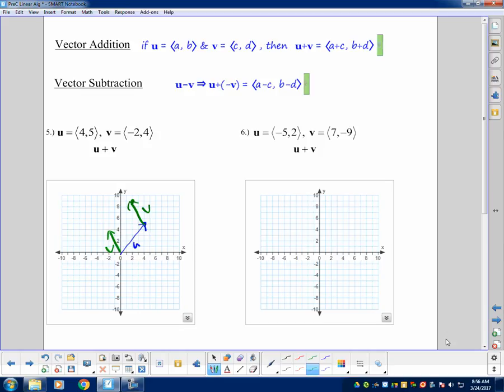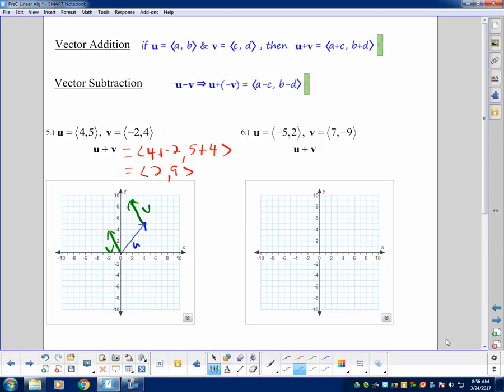I did them in the same color, just showing you that it's the same length, same magnitude, same direction. And then my resultant vector will be U plus V, okay? So this is a geometric representation of adding vectors. Now you can literally do U plus V, according to the definition, 4 plus negative 2, comma 5 plus 4. I don't have to do this geometric representation to get my resultant vector U plus V. I just add the components. So it's 2, comma 9.